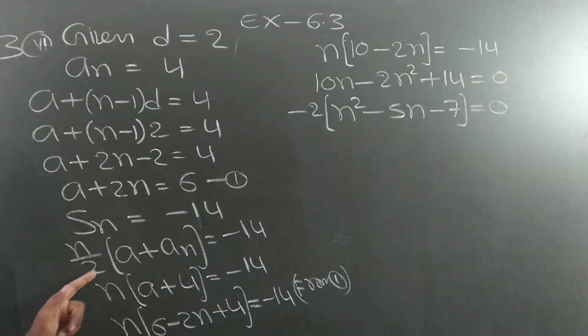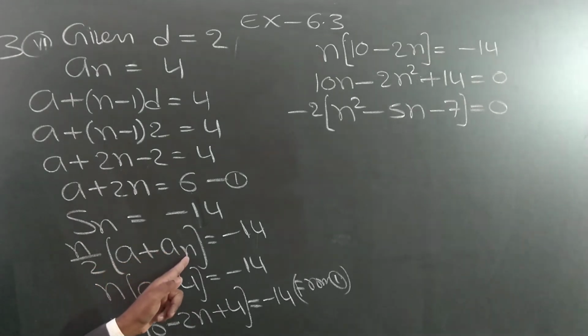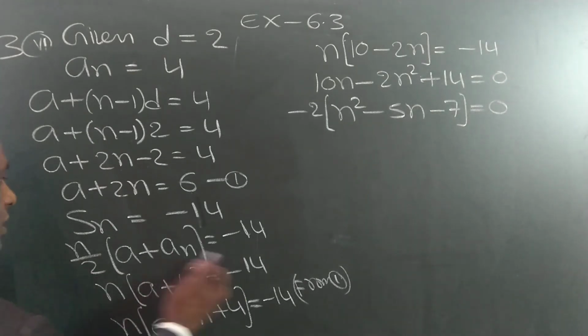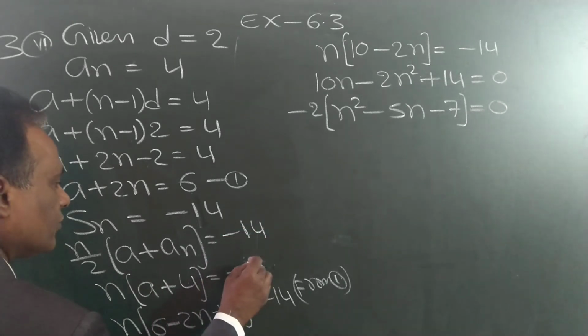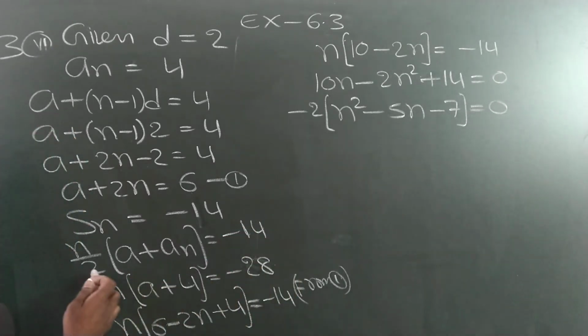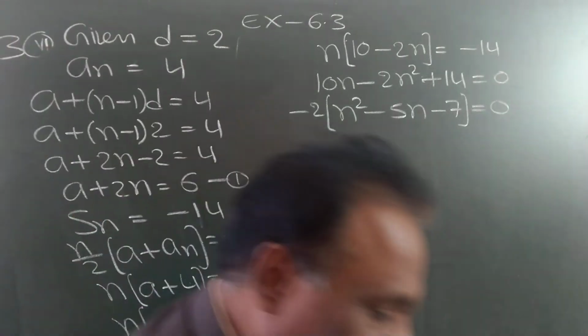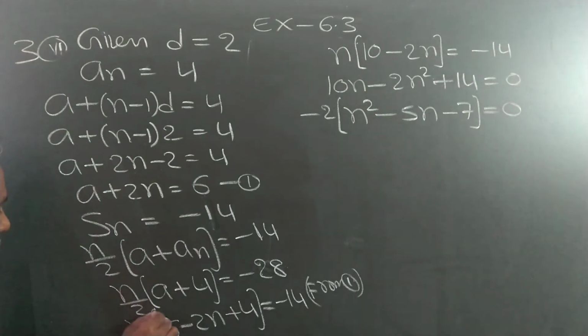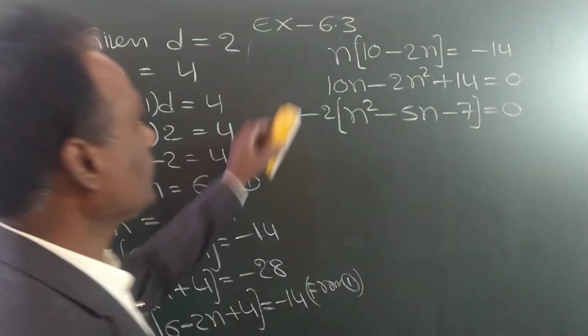The Sn formula is n by 2 into a plus last term, a plus an. That is the formula for Sn. So n is the same. Wait, this is wrong, I forgot the 2, or you can write 2 as it is. See here, I forgot the 2, so if you write it, we can simplify here.